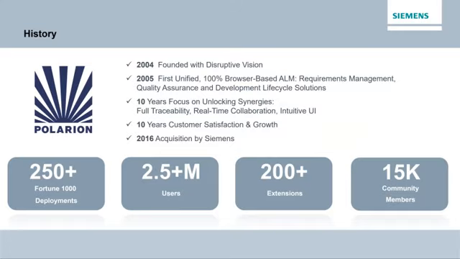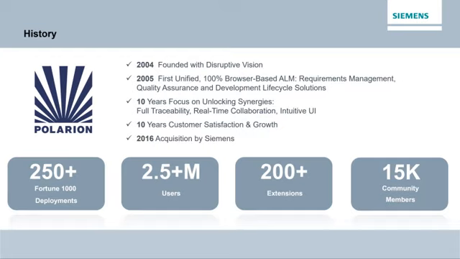So the history of Polarian. We have been founded in 2004 with a pretty disruptive vision to really provide a 100% browser-based unified ALM system, application lifecycle management, so requirements management, quality assurance, and development lifecycle solutions really all packed together inside of one solution. We have a 10 years focus on unlocking the synergies, providing the full traceability across the full development lifecycle. And as I said, we have been acquired in 2016 by Siemens.